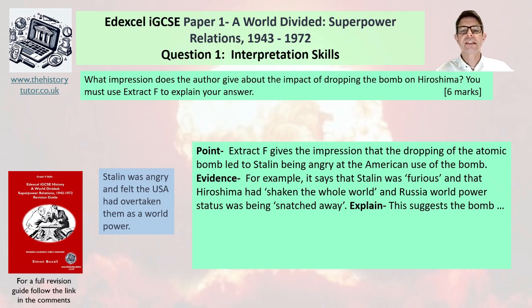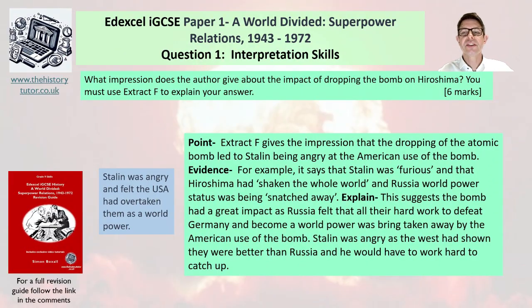So what does this suggest? So now you could say this suggests the bomb had a great impact and give the impact of this, using your knowledge and understanding a little bit to build the message a bit more. So pause now and see if we can add a couple of sentences to develop this. Okay, so I've said this suggests the bomb had a great impact as Russia felt that all their hard work to defeat Germany and become a world power was being taken away by the American use of the bomb. Right, so we've got a nice explanation there.